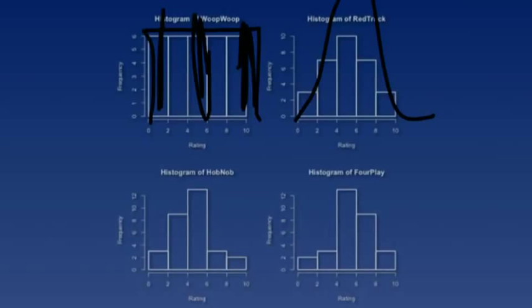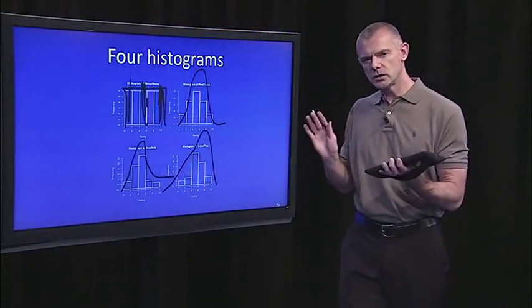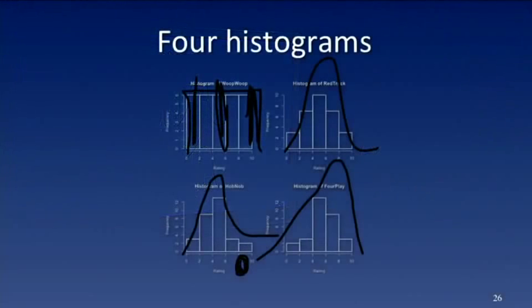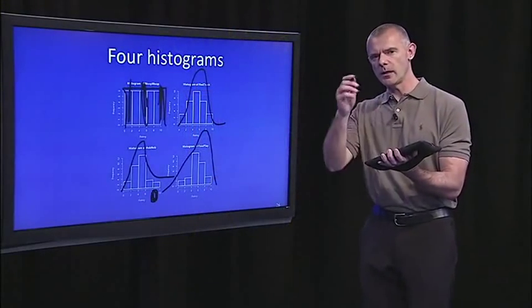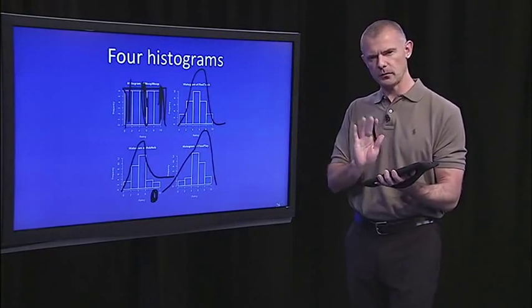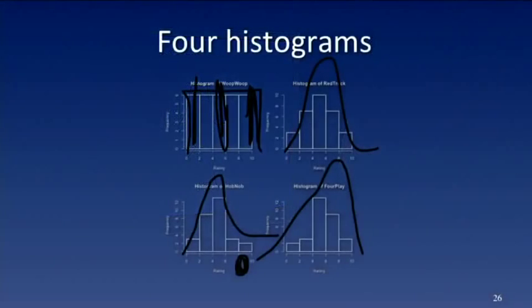Hobnob is showing a positive skew, and Foreplay is showing a negative skew. And the way to remember this skew idea is the skew is where there are few in the distribution. So for Hobnob, there were just a few raters who really liked it. So that's why it was skewed. It wasn't like Red Truck where it was normal and symmetrical, right? There were just a few that liked it. So that's positively skewed. Foreplay is the opposite. There were just a couple that really didn't like it. So it was negatively skewed.